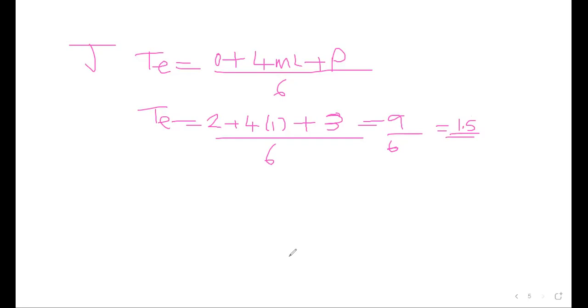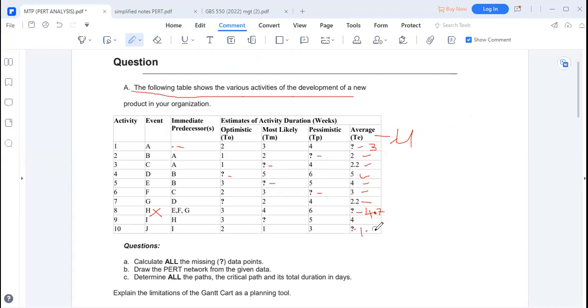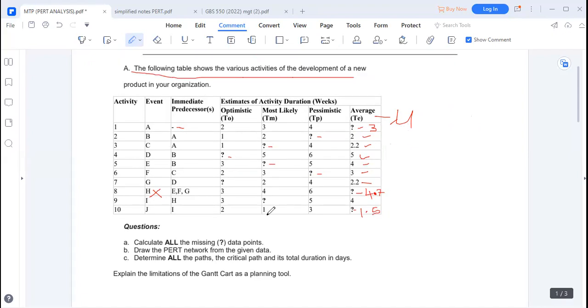So after getting the 1.5 here, we have finished up this column, which is very important that we need to use as we are drawing the network diagram. So here I say calculate all the missing data points. So meaning the other points that we need to calculate, for B what we need to calculate is the pessimistic. We have to manipulate whatever we have been given to get those values.